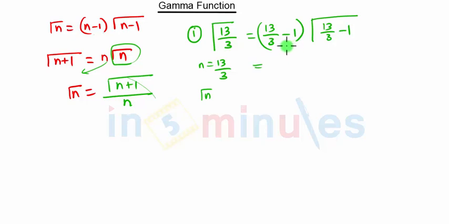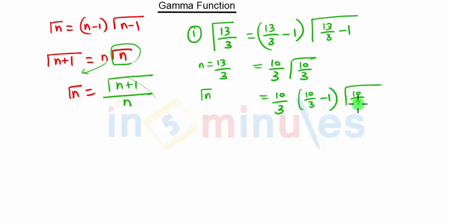So 13 by 3 minus 1 is nothing but 10 upon 3, and this will be gamma of 10 upon 3. Again here we are going to apply the same property. Now the n becomes 10 upon 3, that is 10 upon 3 minus 1 into gamma of 10 upon 3 minus 1. So 10 upon 3 into this will be 7 upon 3 into gamma of 7 upon 3.